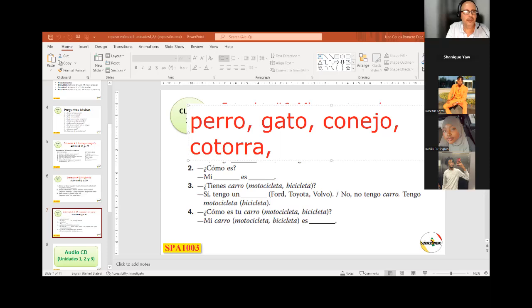Cotorra. Well, loro means parrot too, but probably it's easier to say loro than cotorra. So let me leave it in loro. I think it will be easy for you. Loro, parrot. Pollo, chicken, and it's not polo. It's pollo. Like me llamo, double L is y. Pollo. Come on, tell me another pet. Perro, gato, conejo, loro, pollo. Cerdo, pig. I think that's enough.